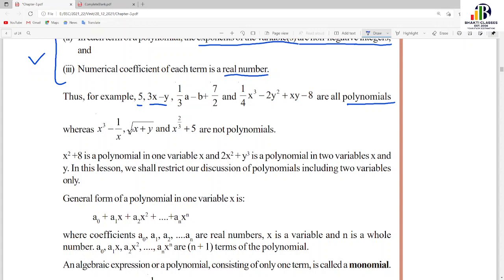Whereas x cube minus 1 upon x, root of x plus y, and x to the power 2/3 plus 5 are not polynomials. The first is not a polynomial because here in this term x has minus 1 as power, which is not allowed. Here the power of x plus y is 1/2, which is not allowed. Here the power of x is 2/3, which is not allowed because the power must be a non-negative whole number.